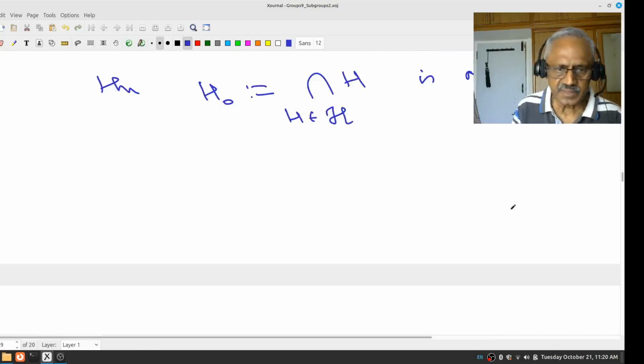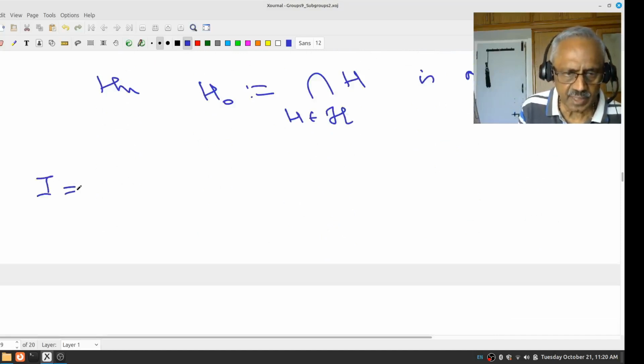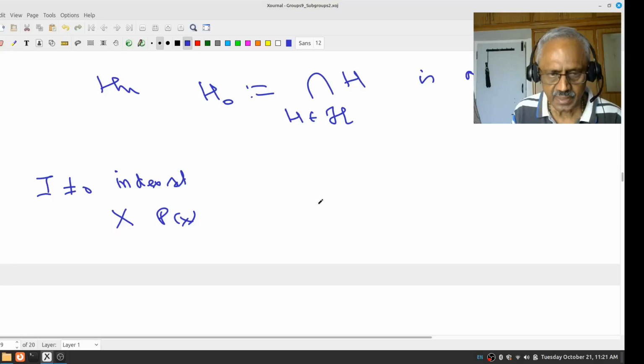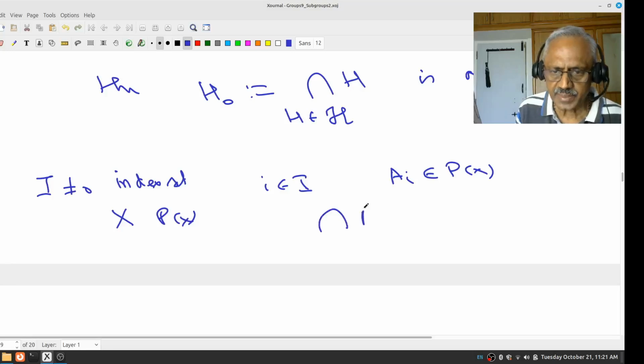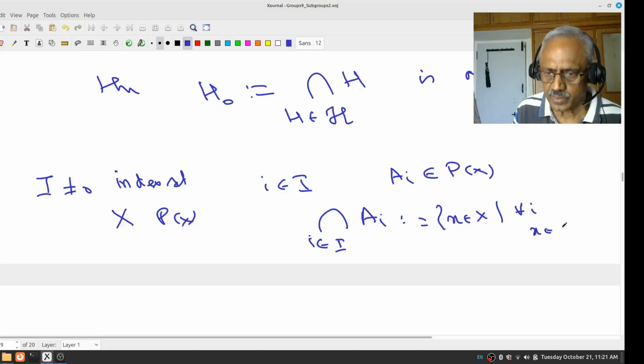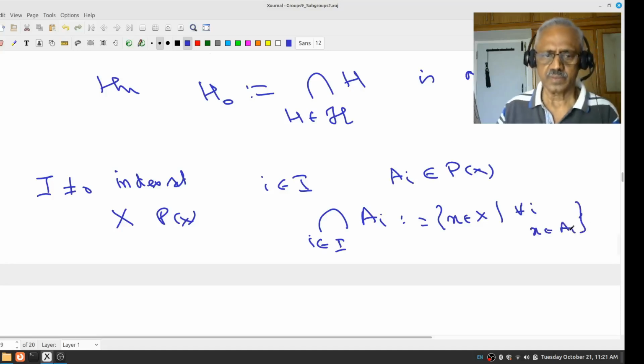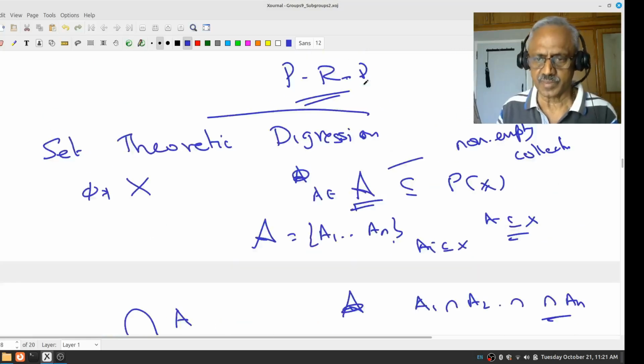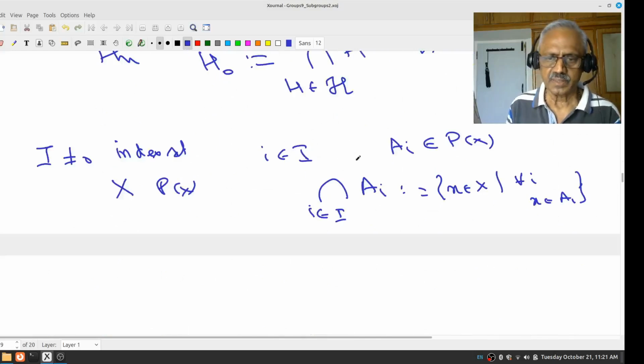In the set theory digression, suppose I is a non-empty set, call it an index set. It has nothing to do with X or P(X). Now, for each i in I, suppose I am given A_i, which is a subset of X, an element of P(X). Then I can define the intersection of A_i, i in I, as the set of x in X such that for all i, x belongs to A_i. So the family in the earlier case was not an indexed family, it was a family of subsets. Here the family is an indexed family of subsets.